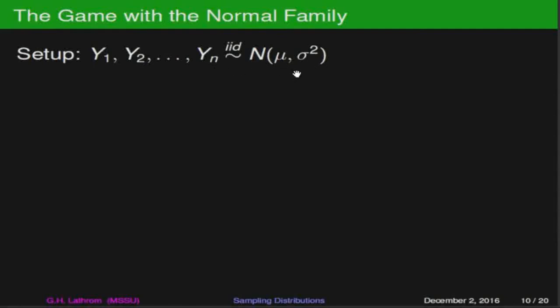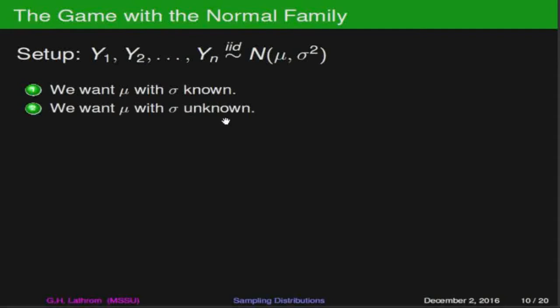Situations or games that we can play: we want to know the mean, but we know the standard deviation. So suppose we know that much. We can also play the game where we want mu, but the standard deviation is unknown. And then finally, we can say, well, I'm not really concerned about the mean. I want to know what's the standard deviation. So those are the three things that we can talk about. And we've already done the work now to have solutions to this particular game.